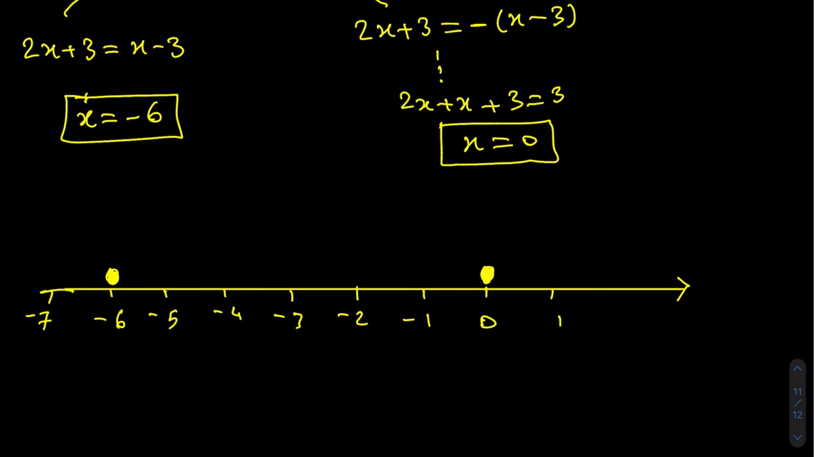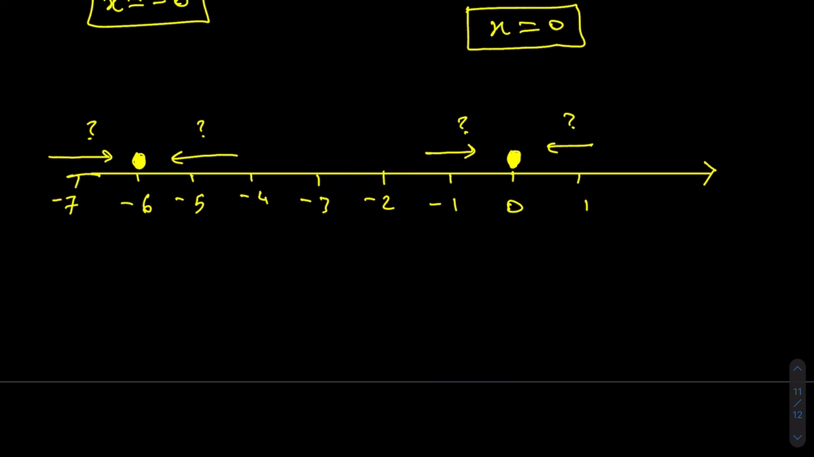Now the next step is to approach these critical values from -infinity and from +infinity. Let's see which of them works. How to do that is we need to just substitute one value less and one value more than that critical value, and see if they work. So let's start with x = -6.